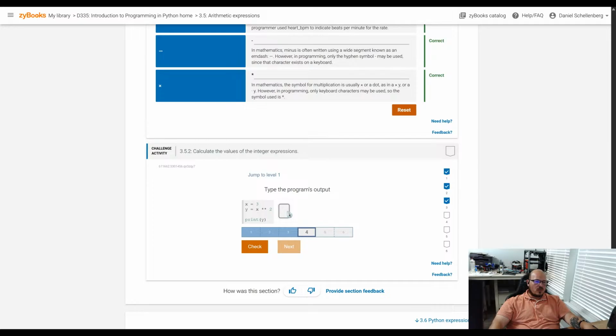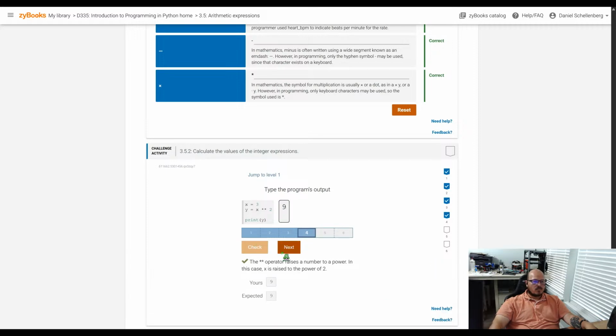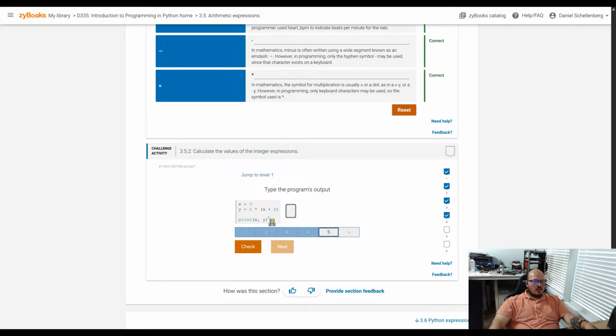Okay, so this is actually x to the power of 2. So 3 to the power of 2, I believe that means 3 times 3, right? So it would be 9, right? Yeah. Okay, so x is 3. So 3 plus 8, so 8, 9, 10, 11, 11. So 2 times 11 is 22, right? Yeah, 22.